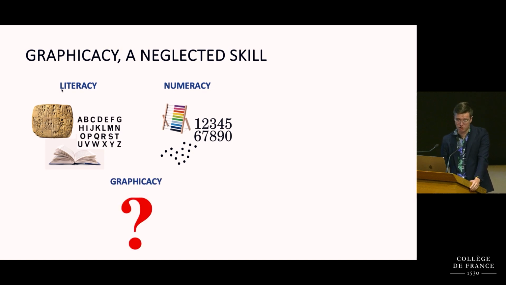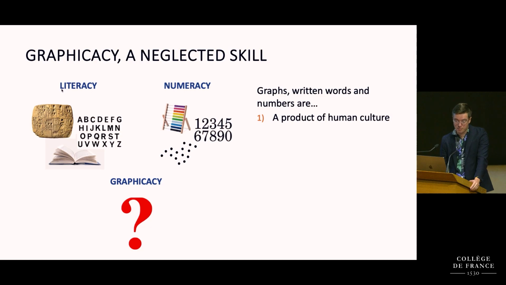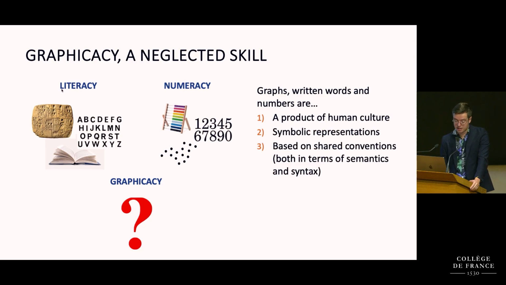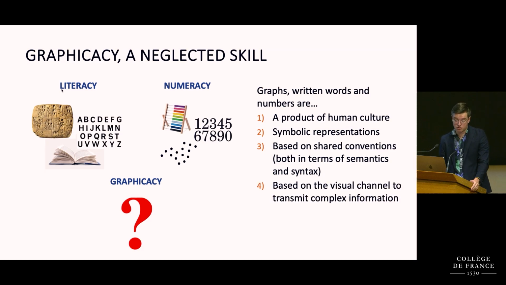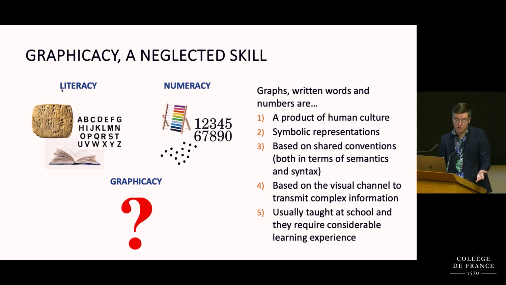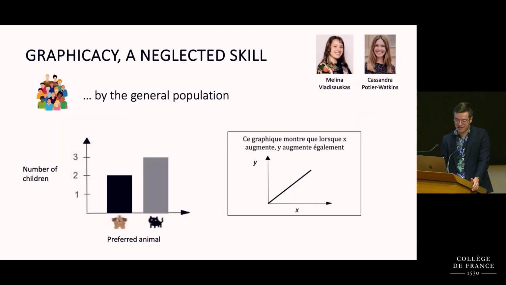And in fact, if we take a close look, we can see that graphs, written words, and numbers really share something deep. They all are a product of human culture. They all are symbolic representations. They all are based on shared conventions, both in terms of semantics and syntax. They are based on the visual channel to transmit complex information, and they are usually taught at school, and they require considerable learning experience. But again, as I said, graphicacy is kind of neglected.